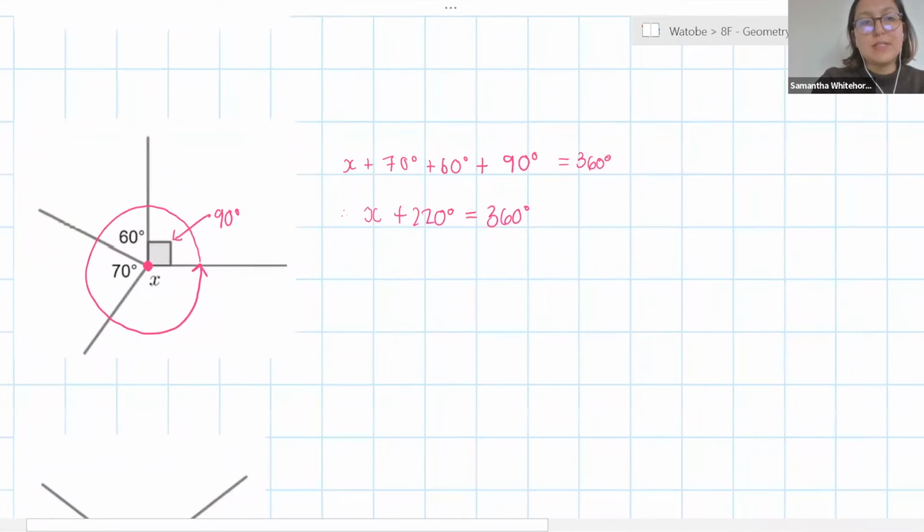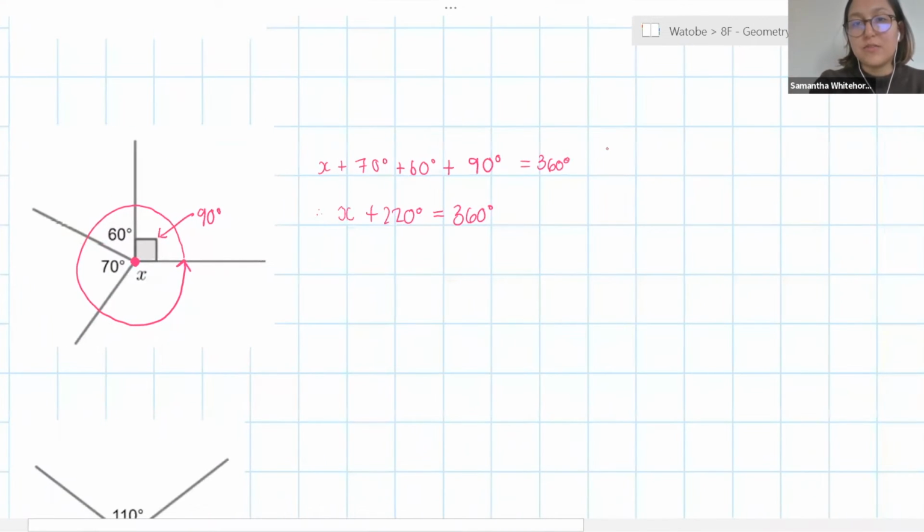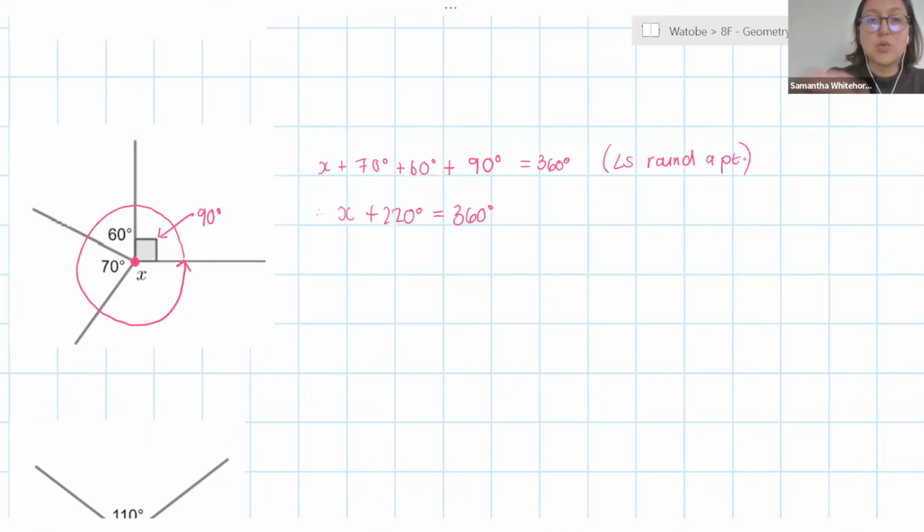Right, now what I must remember is that I've made a statement, so I actually need to give a reason for the statement. And remember, angles round a point. That is the reason why if I add all four of those angles up, we will get 360 degrees. Okay, cool. So now we just have to solve this equation. All I need to do is subtract 220 from both sides. So minus 220, minus 220, because remember, I'm solving for x. And so x is equal to 140 degrees.